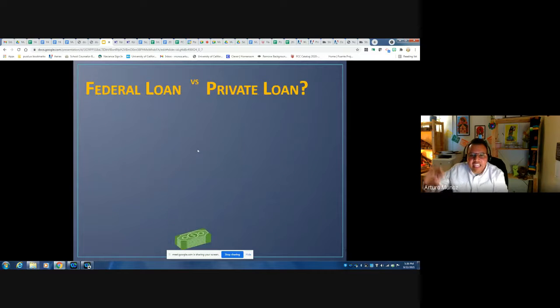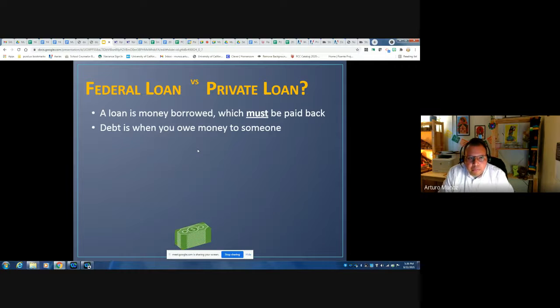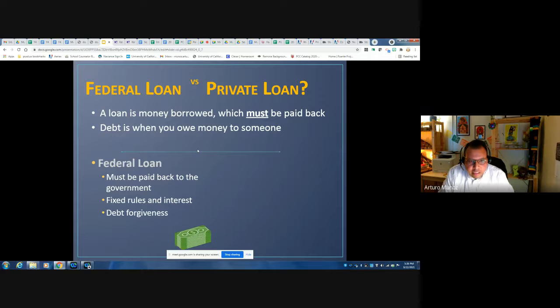So grants again is something that you don't have to pay back. But on this side now, we go into loans that will also be offered in your FAFSA when you get your financial offerings. But there is also the difference between those federal loans and a private loan. So that is when you owe money again to someone. A federal loan must be paid back to the government. It has fixed rules and interest, and debt forgiveness may be possible.